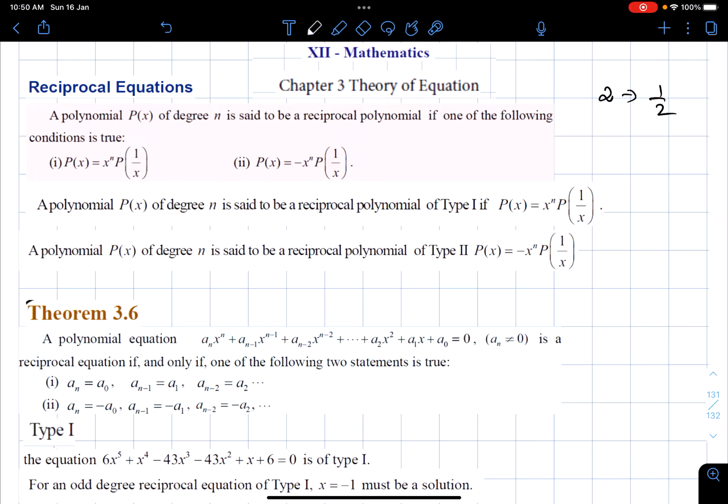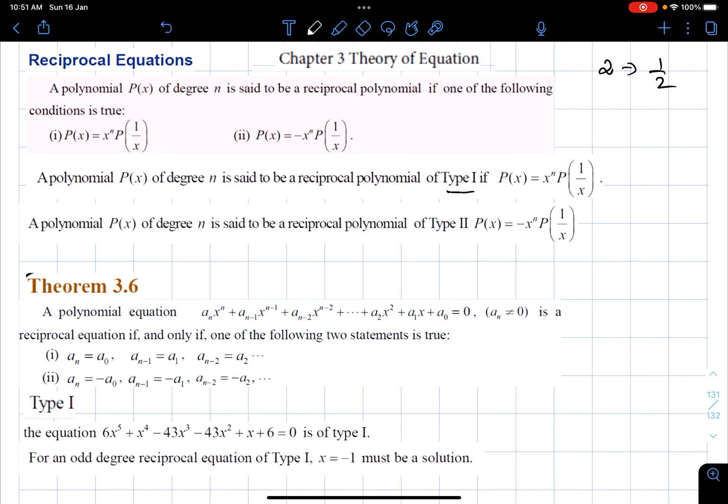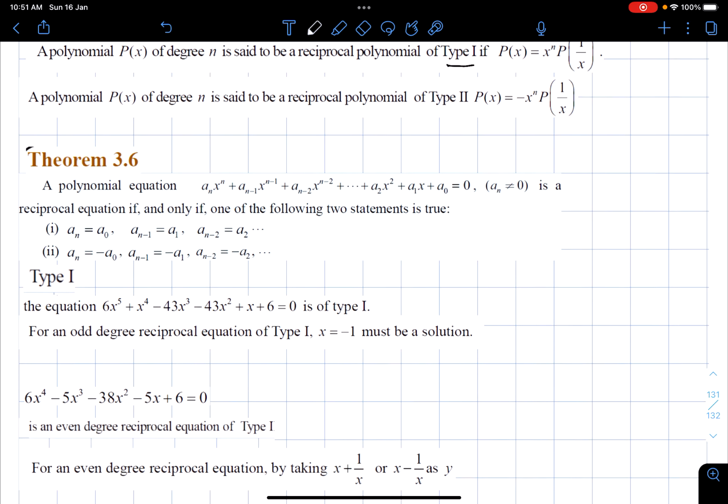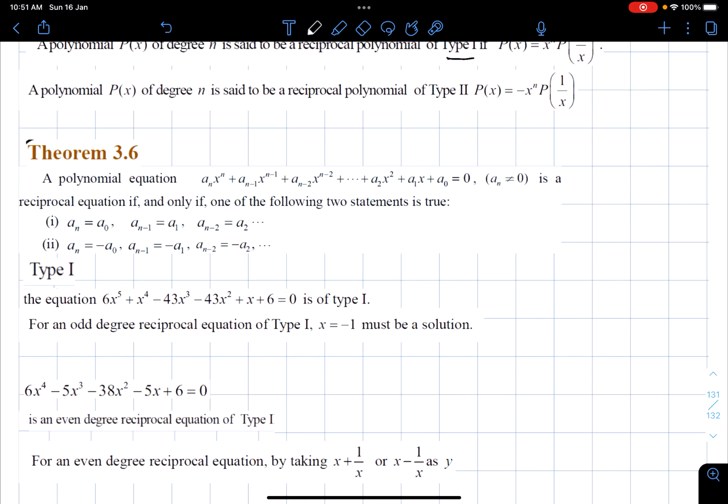Okay. A polynomial p of x of degree n is said to be a reciprocal polynomial of type 1 if p of x equal to x power n, p of 1 by x. So it is plus. Okay. And a polynomial p of x of degree n is a reciprocal polynomial of type 2 when p of x equal to minus x power n, p of 1 by x. We will see this with the examples. This is a general format. When you see the examples, it will be easy for you. So no need to get confused.